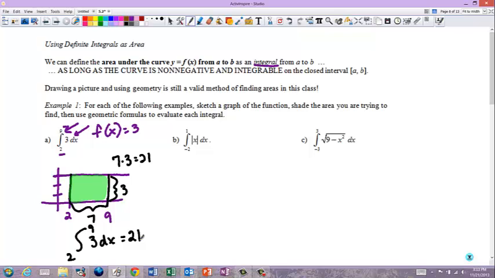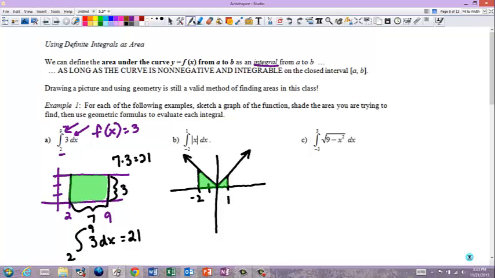I want to do the integral of the absolute value of x from negative 2 to 1. Absolute value is shaped like a V, so I've got two little bitty triangles, here and here.